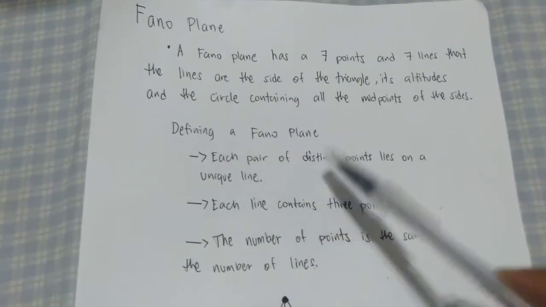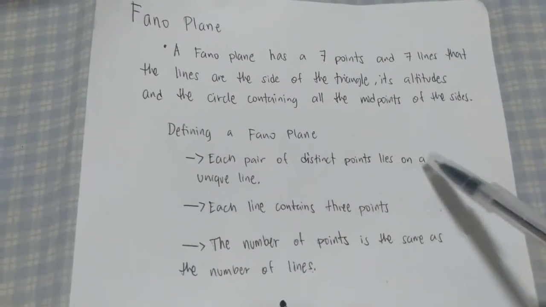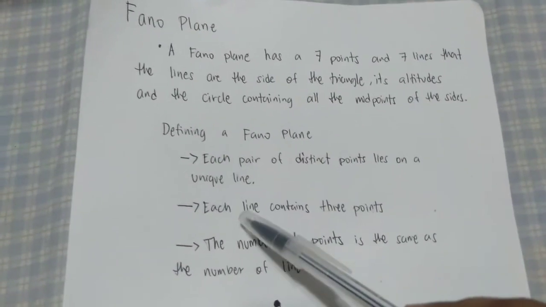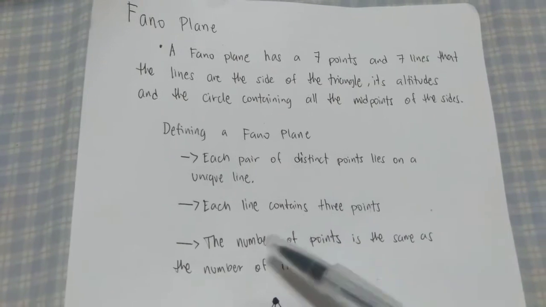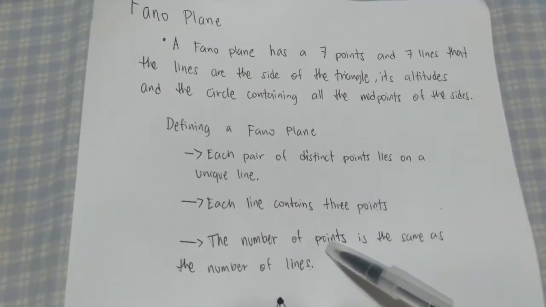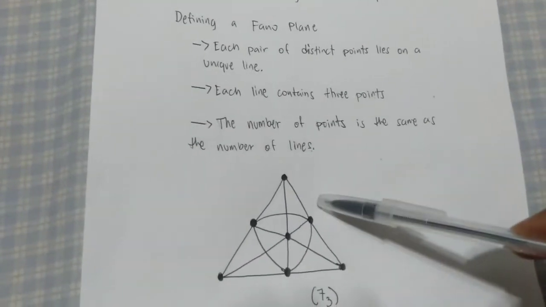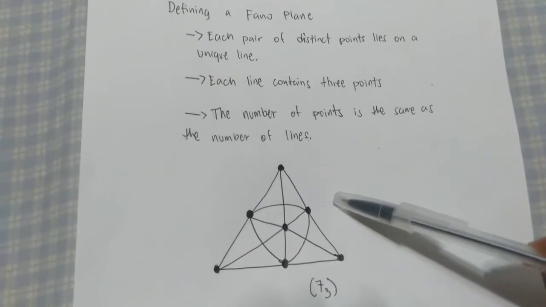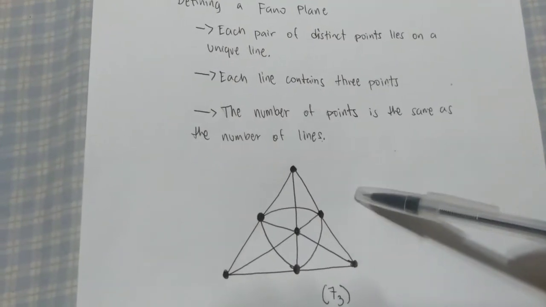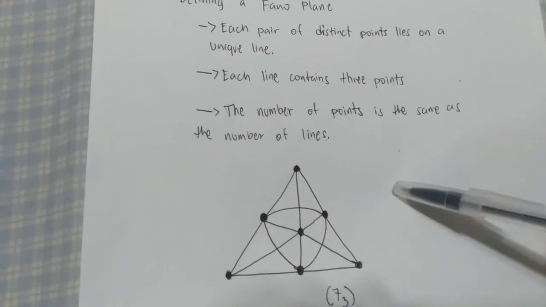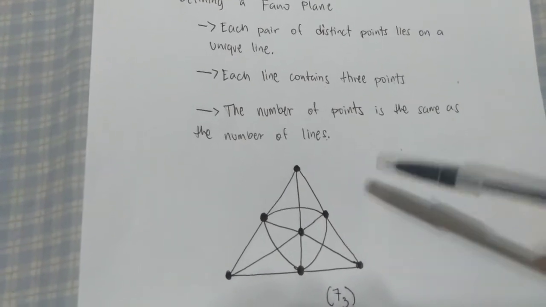How do we define a Fano plane? First, each pair of distinct points lies on a unique line. Second, each line contains 3 points. And lastly, the number of points is the same as the number of lines. If we look at this plane, the self-dual configuration exists because MC and ND are equal to each other.